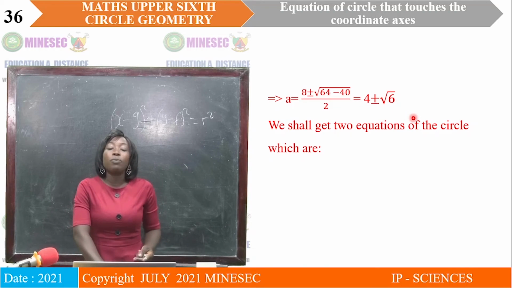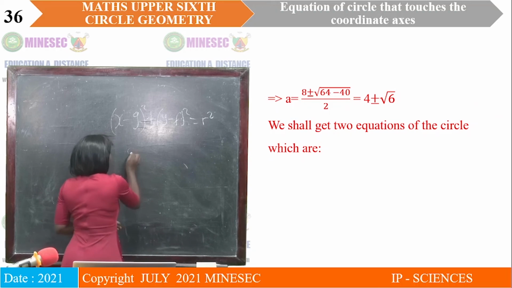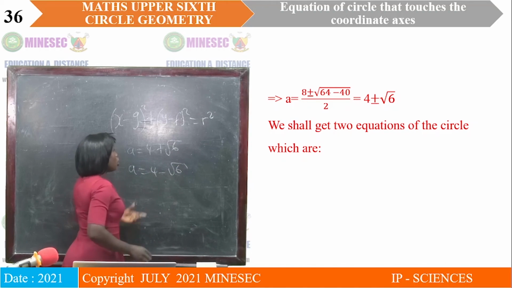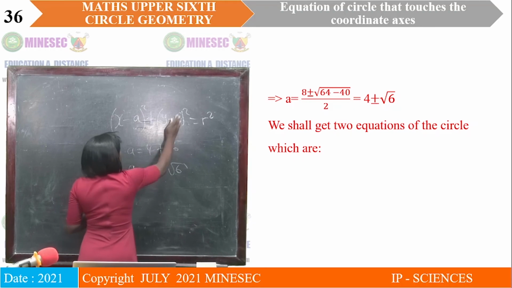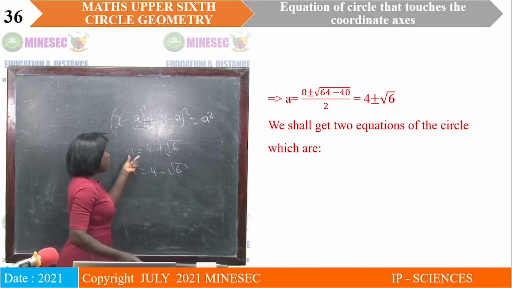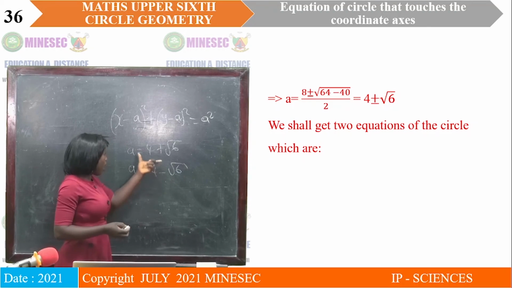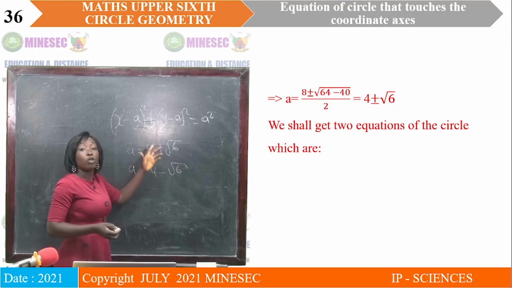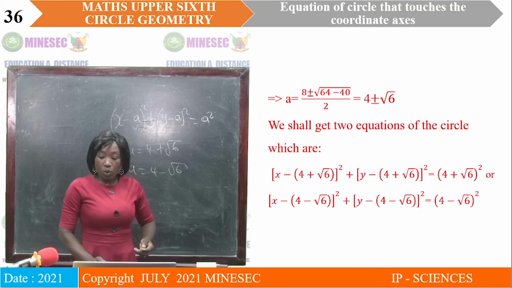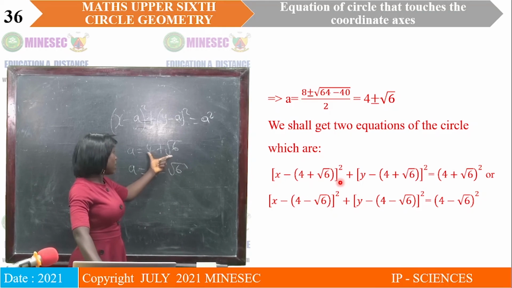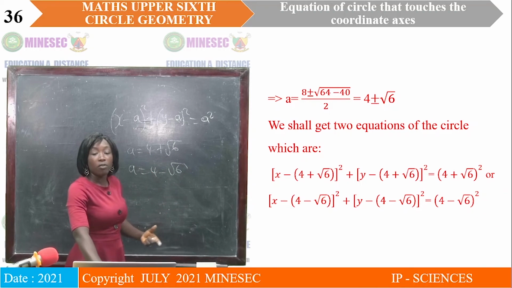This shows that we are going to obtain two equations of circles, because the first value of a will be a = 4 + √6, and the second a = 4 − √6. Remember that we are looking for the value of a so that we can replace a here to give us the required equation of the circle. So we have two values of a, and substituting those two values, we obtain two equations of circles. These are the equations we obtain: (x − (4 + √6))² and so on, that is the first value of a, giving the first equation. Then using the second value of a gives the second equation of the circle.